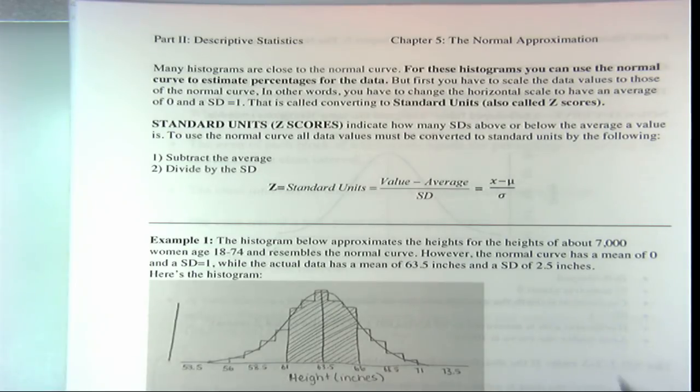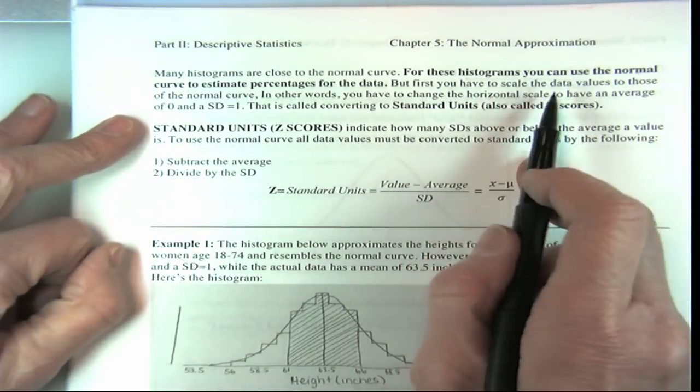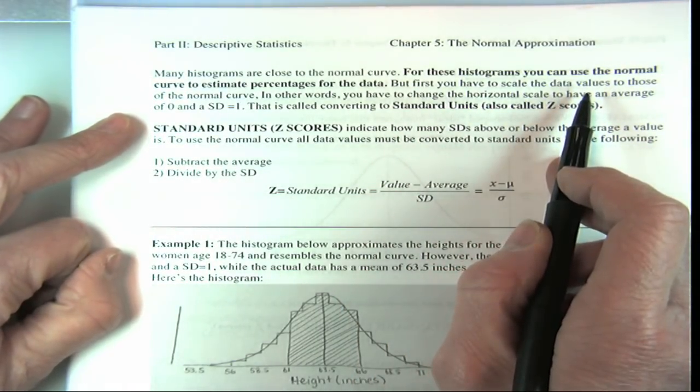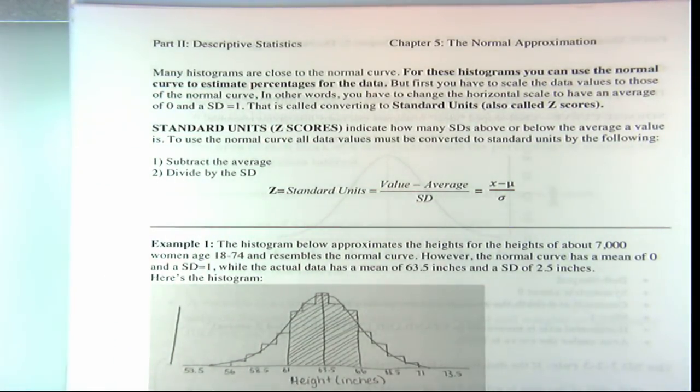So what do you need to do? First you have to scale the data values to those of the normal curve. In other words, you have to make the average 0. So if the average was 65 inches, I'd have to subtract 65 inches from everybody's height so the average person became 0. And then whatever the standard deviation was, let's say it was 3 inches, I'd have to divide everybody by 3 inches so the standard deviation becomes 1.